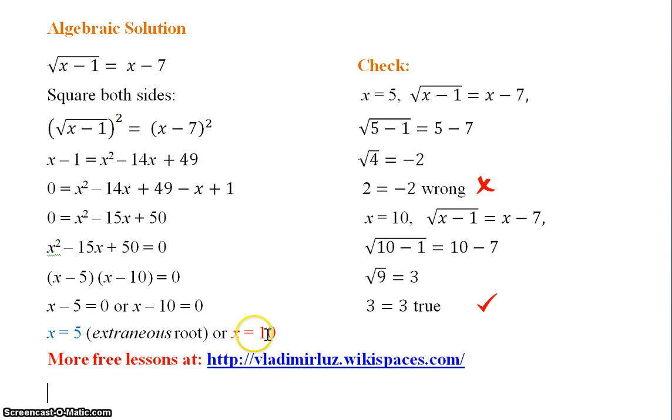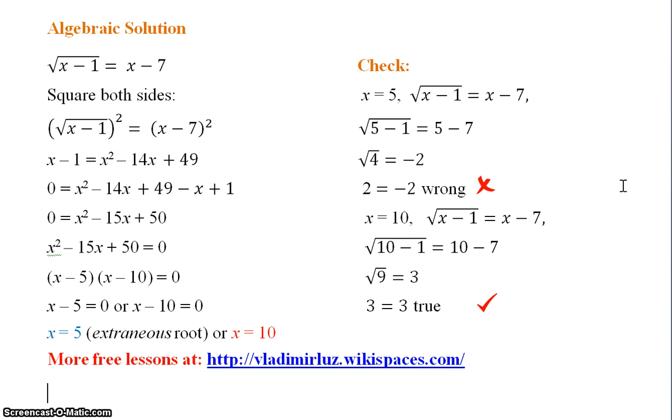Let us check the other root, x equals 10. Substitute into the equation. Square root of 10 minus 1 equals 10 minus 7. Square root of 9 equals 3. 3 equals 3, true. Therefore, x equals 10 is the only root of the given equation.